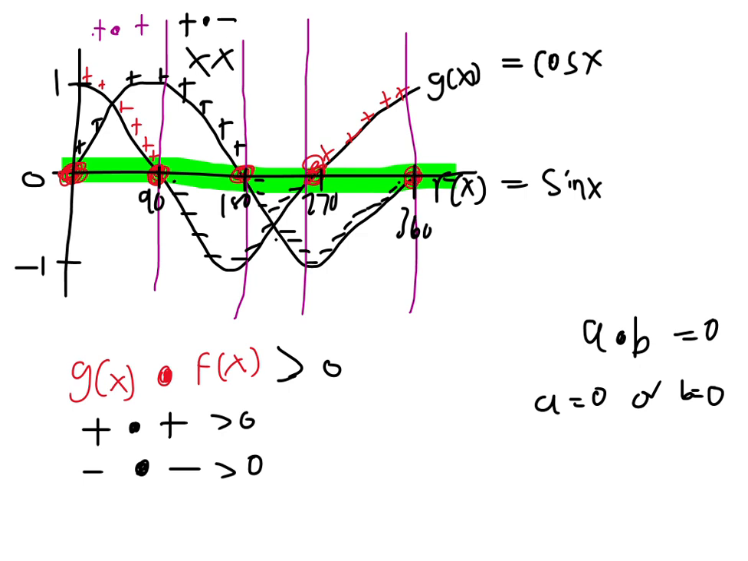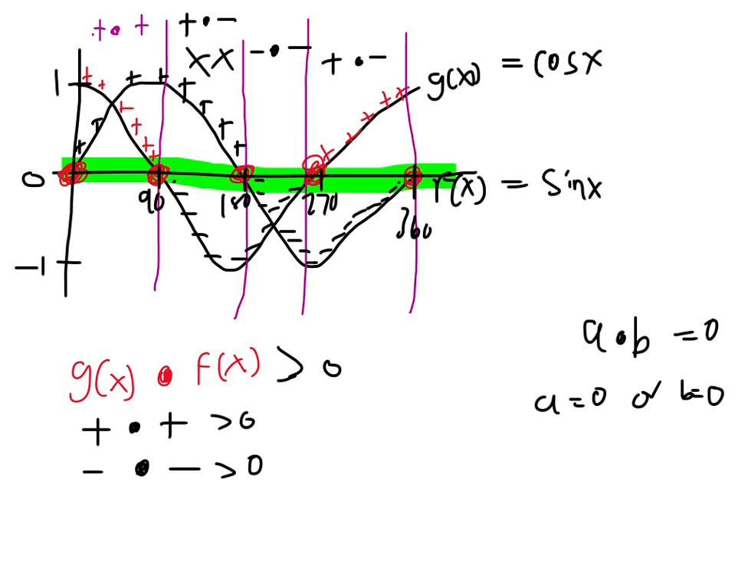Now we move to the third interval between 180 and 270. We have got a negative times a negative, and it is what we are looking for, right? Then you go to the fourth interval between 270 and 360. We've got positive multiplied by negative, and this is not what we're looking for. So here we've got positive multiplied by negative.